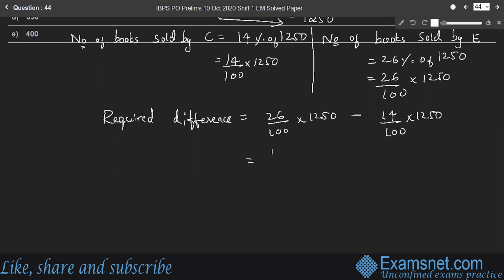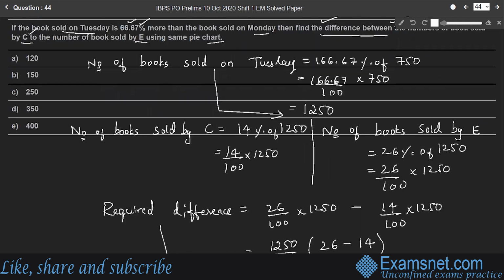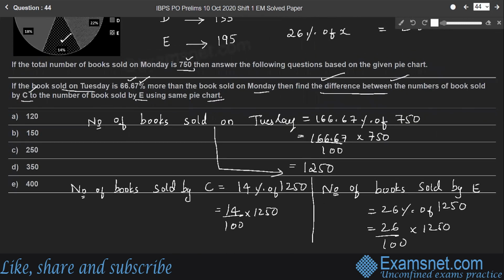Here, 1250 by 100 is the common term. So only thing is we have to subtract these two numbers, right? Therefore, 125 by 10 into 12. So 2 into 5, 2 into 6 and 5 into 25. So 25 into 6 is 150. Therefore, the required difference between number of books sold by C to the number of books sold by E is 150. Hence, option B.